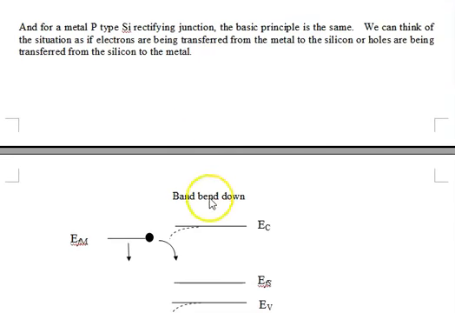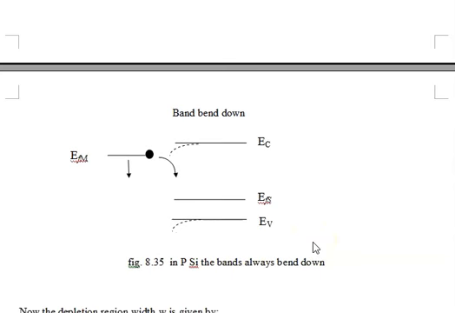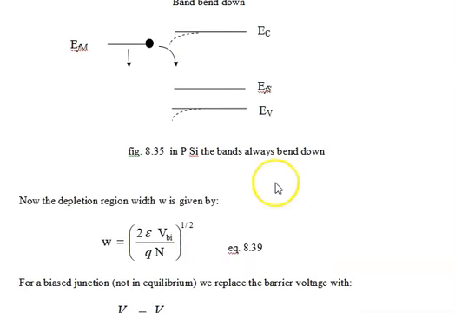For P-type silicon, exactly the opposite. The principles are the same, except that the bands bend down. Electrons go from the metal into the silicon. The Fermi level of the metal goes down when the tendency or the force pushing electrons from the metal into the silicon is balanced by the electric field, which pushes electrons from right to left. And when both of those balance, then we have reached equilibrium.